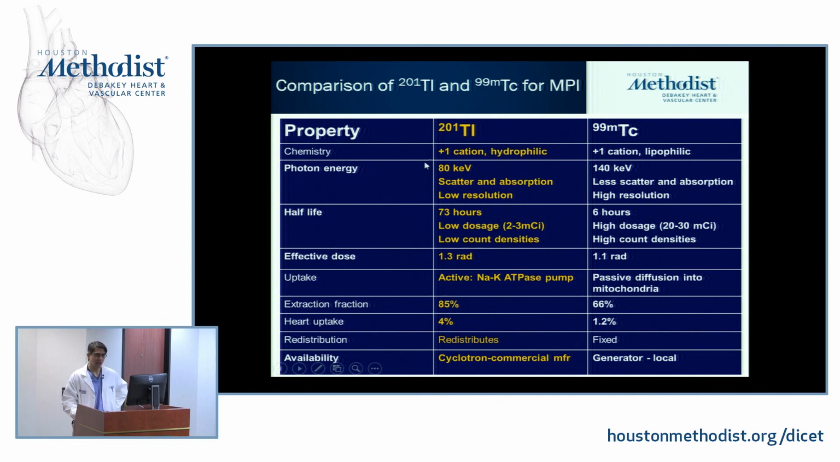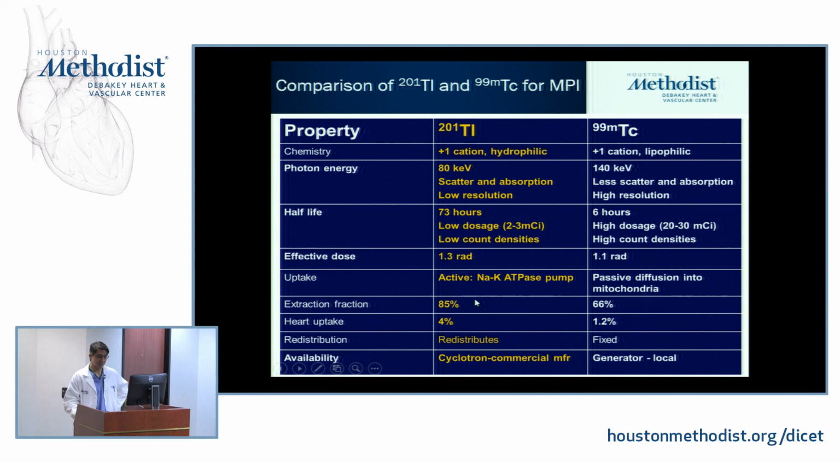Thallium, again, has lower keV photons at 80, a lot more scatter and absorption by the body, leading to lower resolution images. Technetium has a higher energy photon and a 6-hour half-life. You can give a lot higher dose, and that results in less scatter and absorption, and higher resolution images. Both, of course, need living cells for uptake.